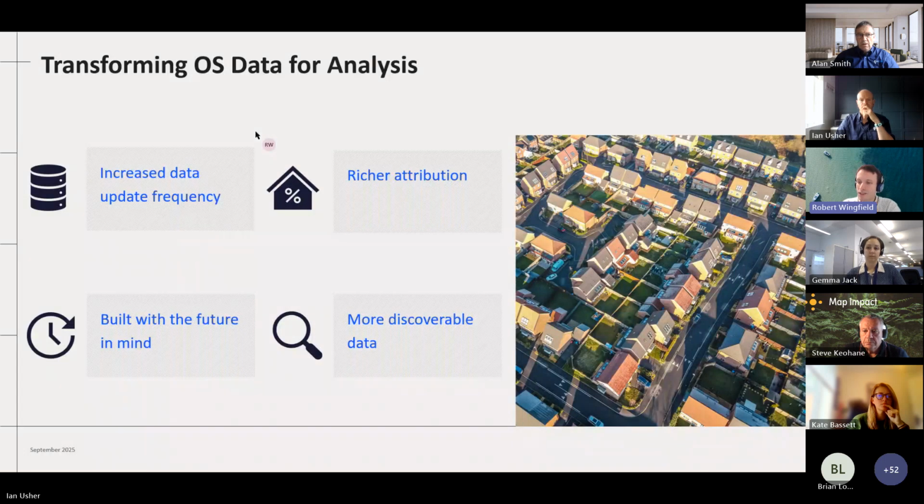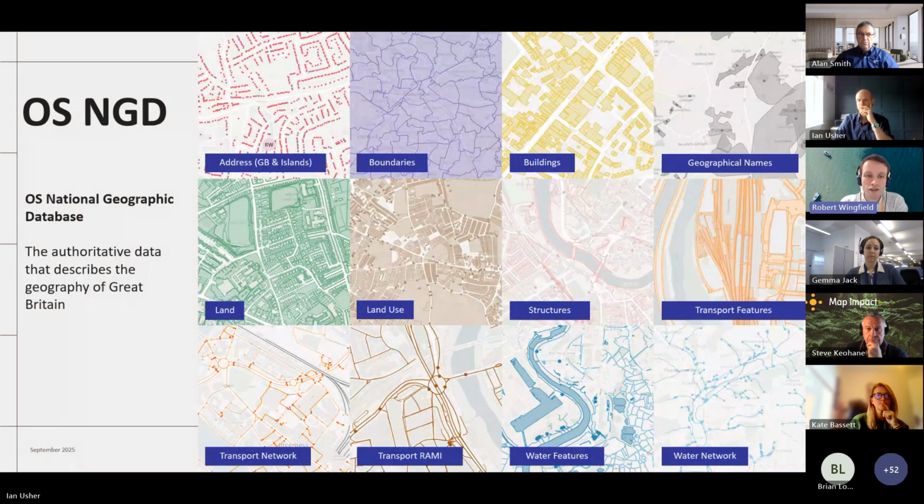We're making it easier to link different data sets together, to support what you're looking to do for those use cases. And ultimately, those four key points I mentioned on the screen there, as well as those principles I mentioned a moment ago, transforming OS data for analysis moving forwards into the future, very much create what we call the OS National Geographic Database, which is very much an evolution of our data. We released the OS NGD, OS National Geographic Database, about 3 years ago in 2022. And this is very much the authoritative data that describes the geography of Great Britain. So it's full national coverage, large scale, granular data describing the geography of Great Britain.